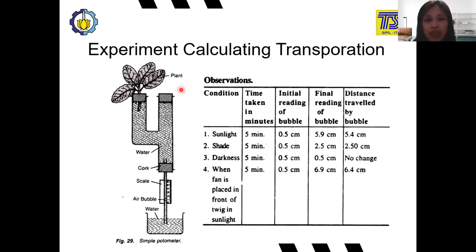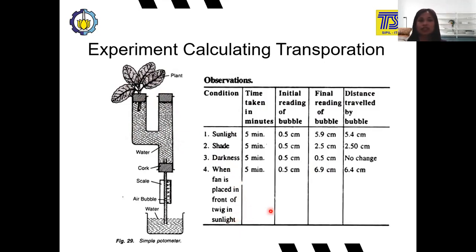Here you can see the plant, and then there is water, and then the scale, air bubble, and there is also water here. And the observations are done in various conditions. Here you can see the first condition is with sunlight, and the second condition with shade, so a little bit of sunlight. And the third one is with darkness, without sunlight at all. And then the fourth one is when a fan is placed in front of the twig in the sunlight. Here is the twig, and then there is a fan with the wind.